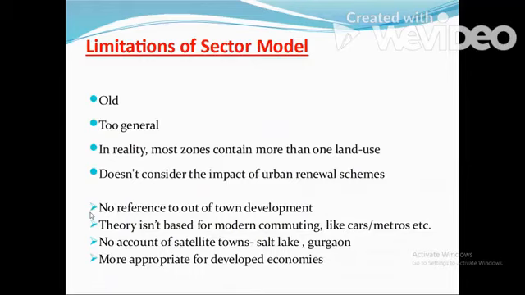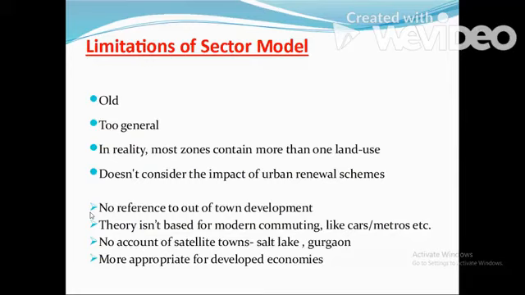Because in reality, he said that one particular sector is only for one land use. But do we see that? We don't see that. We can't find a single area of the city that is dedicated to a single land use. For example, if it is a commercial area, do we find only commercial areas? We also see that there are residential pockets, there are other pockets also. We may find a small park also there. So it is not a single land use.